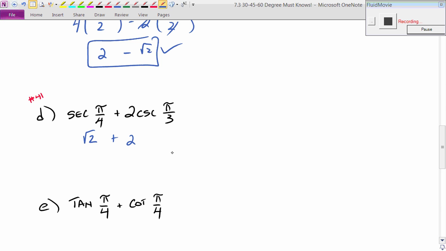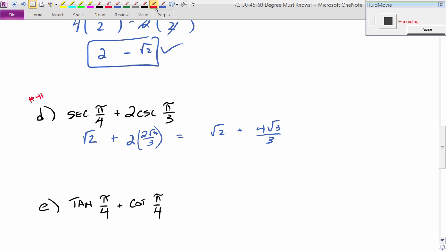Cosecant of pi over 3, that's a nice to know. What would that one be? Cosecant of pi over 3. 2 rad 3 over 3. All right, so this one is going to take a little bit of effort. We're going to have the square root of 2 plus 4 times the square root of 3 over 3.